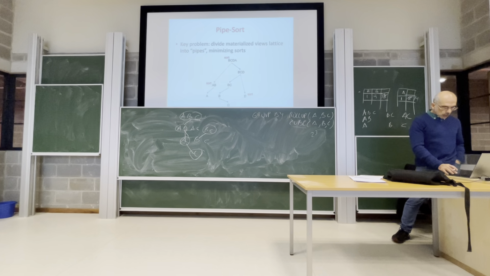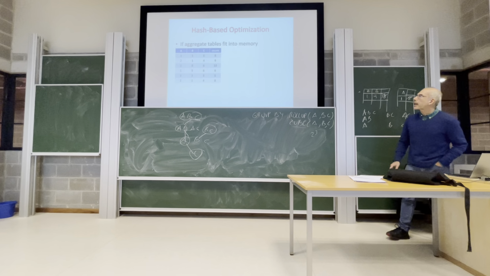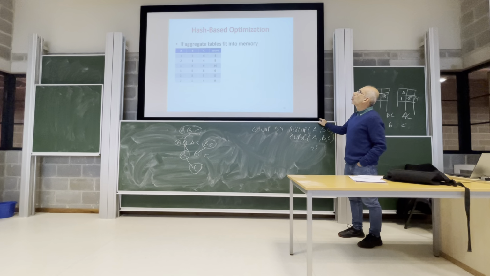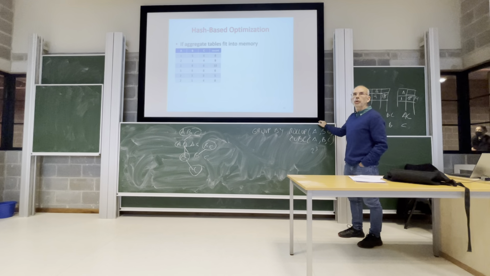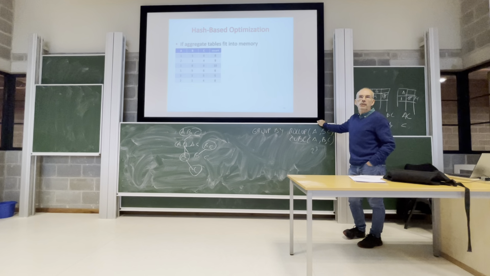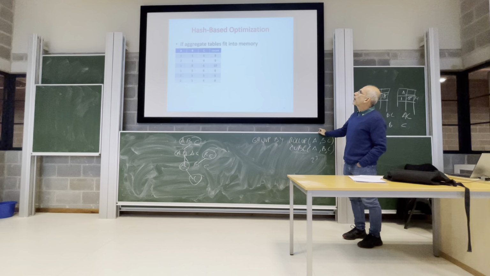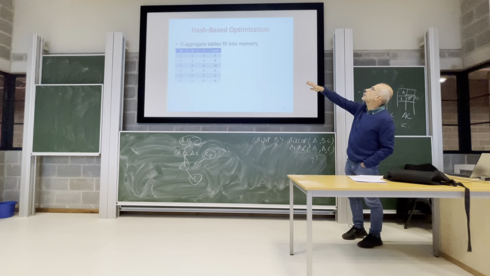Okay. So this is another kind of optimization that is hash based. That allows you to not sort. Sort is complex. And again, it's complex for big N. So suppose that you can use hash. You can use a hash function.